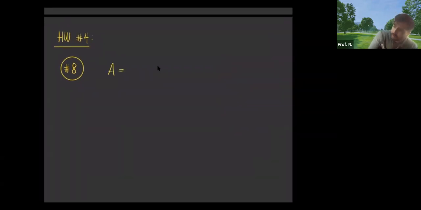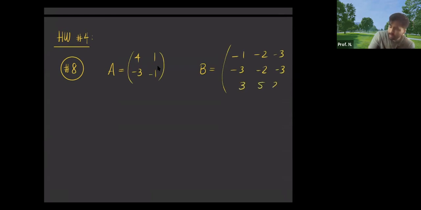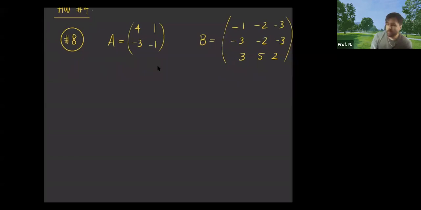So A is a 2 by 2 matrix, 4, -3, 1, -1. And B is a 3 by 3 matrix, -1, -2, -3, -3, -2, -3, 3, 5, 2. Okay. And then it says part A: find the elementary matrix E1 that multiplies the first row. They're telling you exactly what to find. So E1 is the elementary matrix that multiplies the first row of A by a fourth.